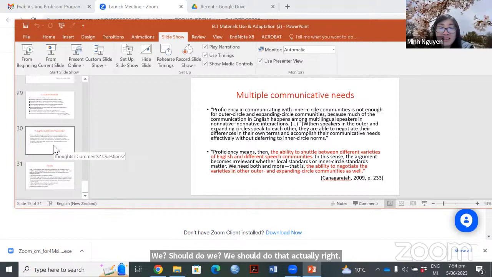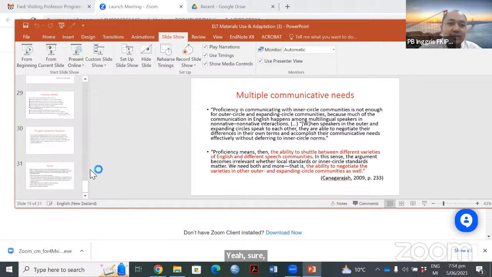Is that all? Yeah, sure, because since I was in my bachelor degree, it was all about American, British, Australian accents or something like that. We never talked about World Englishes before. So that's why this kind of World Englishes is quite a breakthrough to be introduced in the teaching and learning process in our formal institution like this.